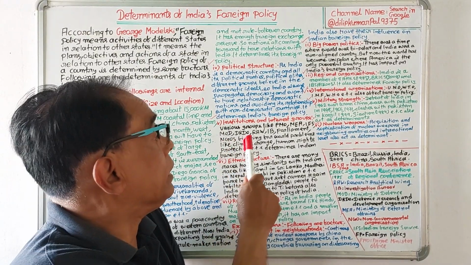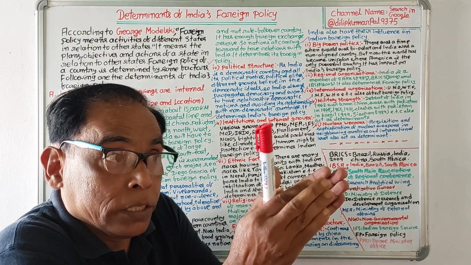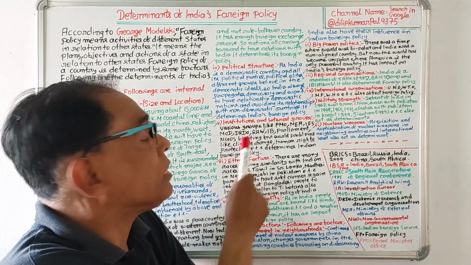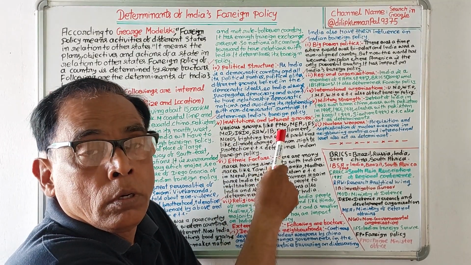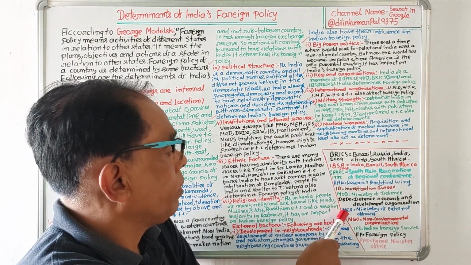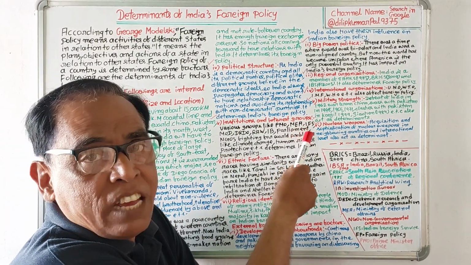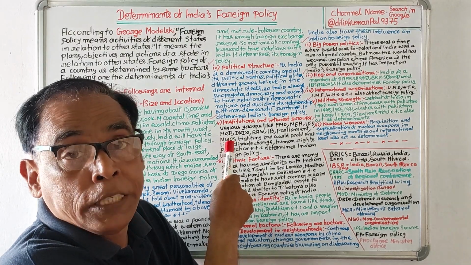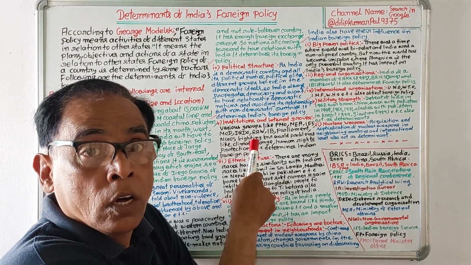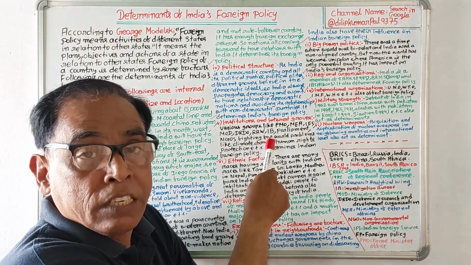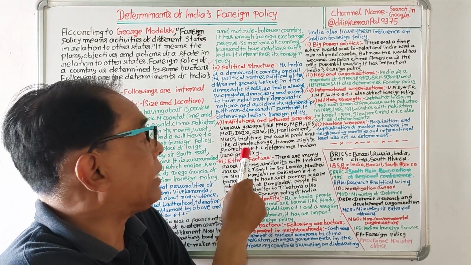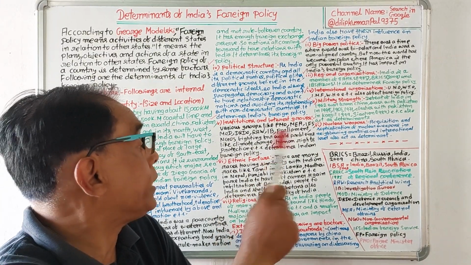The fifth one is institutions and interest groups. There are some institutions and groups which also determine India's foreign policy. Various groups like the PMO, Prime Minister's Office, MEA, Ministry of External Affairs, IFS, Indian Foreign Service, MOD, Ministry of Defense, DRDO, Defense Research and Development Organization, RAW, Research and Analysis Wing, IB, Intelligence Bureau, Parliament, and NGOs, non-governmental organizations fighting for world problems like climate change, human rights, etc., also determine India's foreign policy.